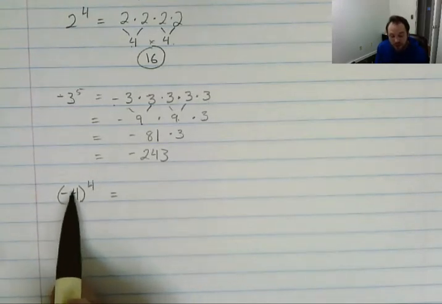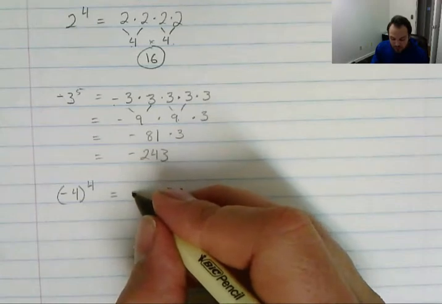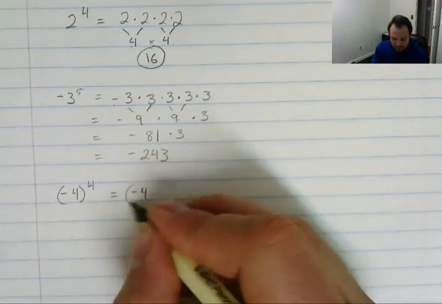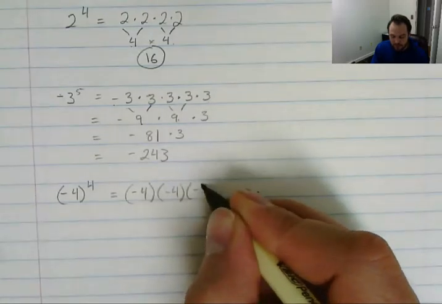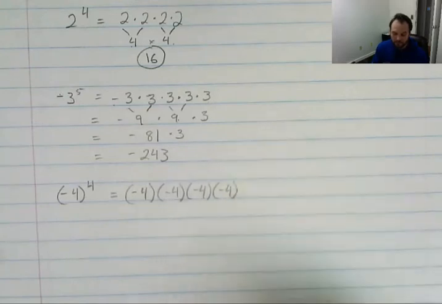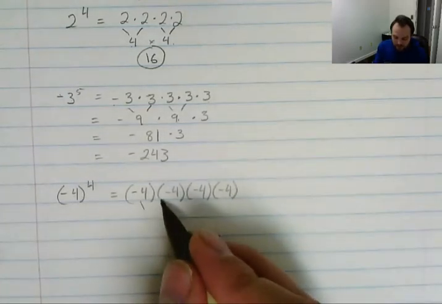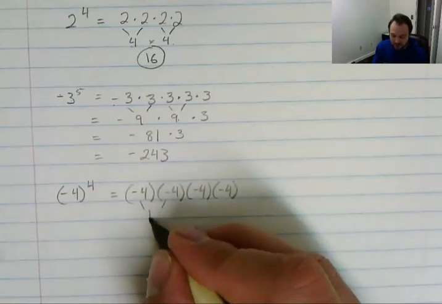So everything in the brackets is multiplied together 4 times. In this case, it is including the negative. So this is going to end up giving me negative 4 multiplied by negative 4 multiplied by negative 4 multiplied by negative 4. Okay? I multiply these here together. That's going to give me a negative times a negative is a positive. So that's going to give me 16.